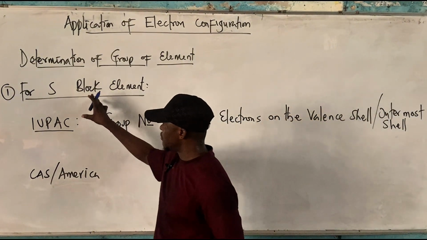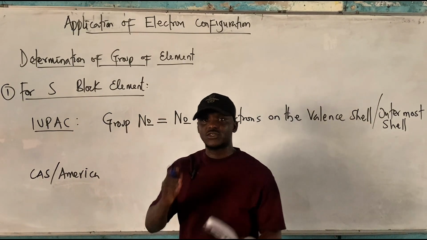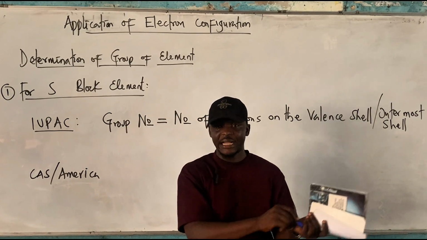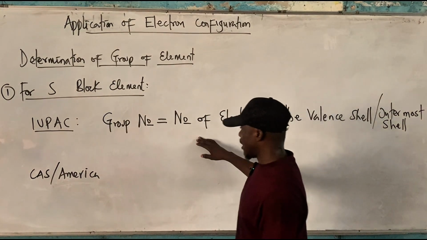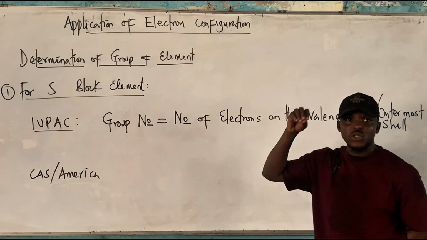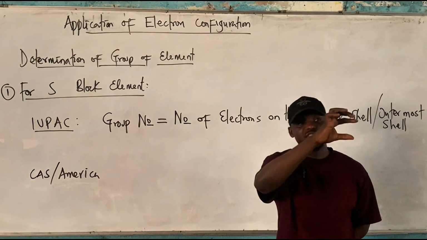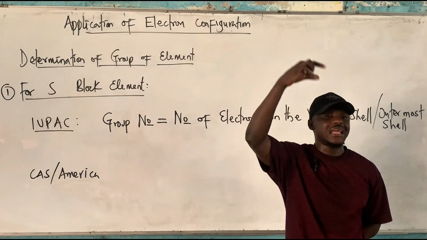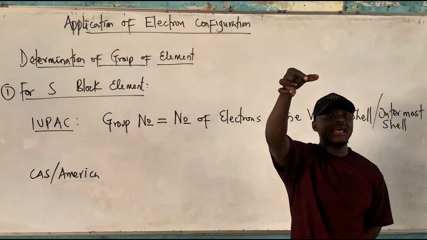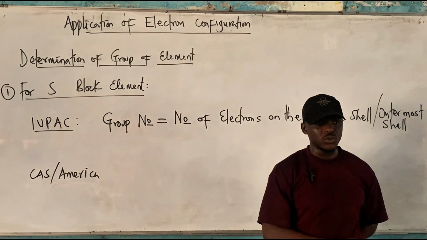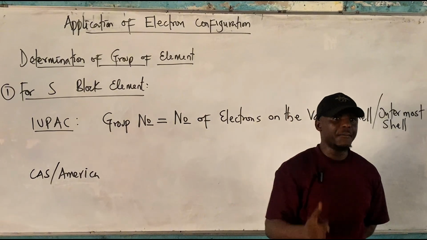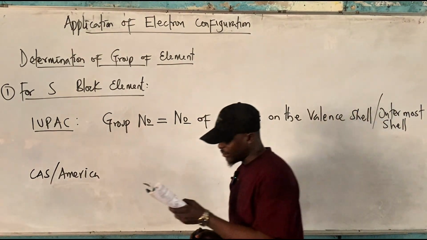Remember I said the periodic table can be numbered either following the IUPAC method or the CAS. If you're going through the IUPAC method, this is how to get your group number. Just locate the valence shell from the electronic configuration, the shell of the highest energy level. How many electrons are on that shell? If it is 2, that means that guy is in group 2. If it is 1, that means we have that guy in group 1.